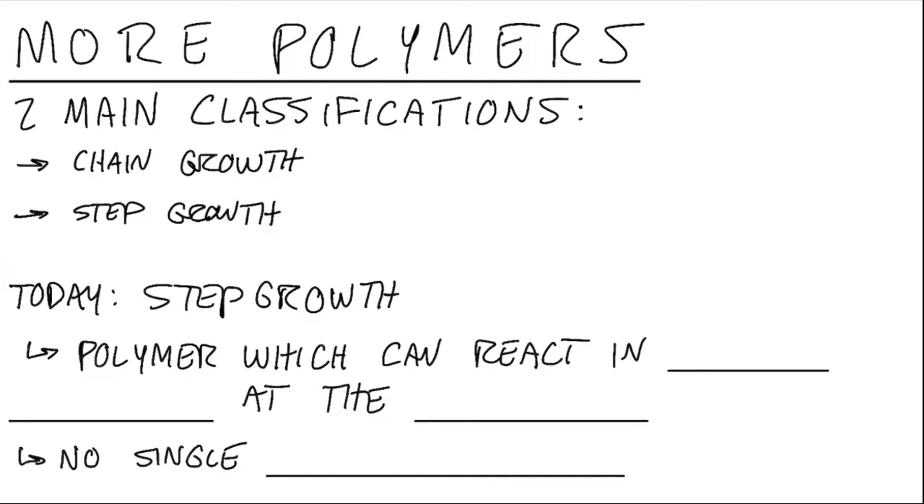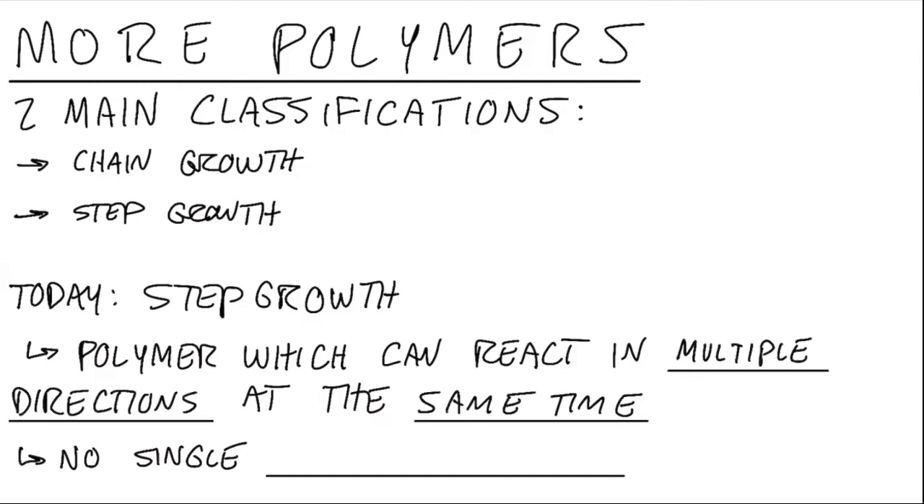So what the heck is step growth? I feel like it's maybe not the best name for what is actually happening in this reaction, but let's try to put some definitions and some terms into this step growth. If you have a polymer that grows by step growth, it means that it can react in multiple different directions all at the same time. And so that is to say that there's no single growth direction for a polymer at any given time.